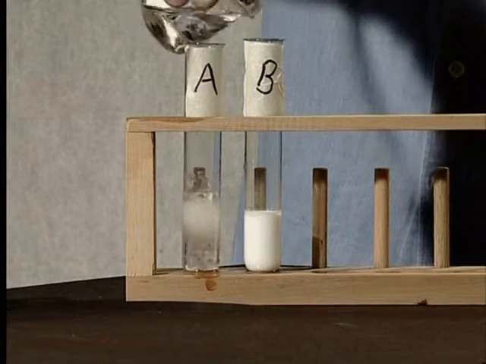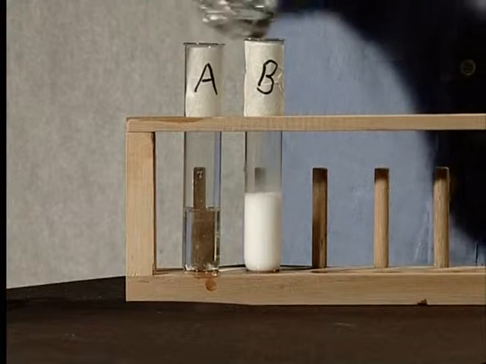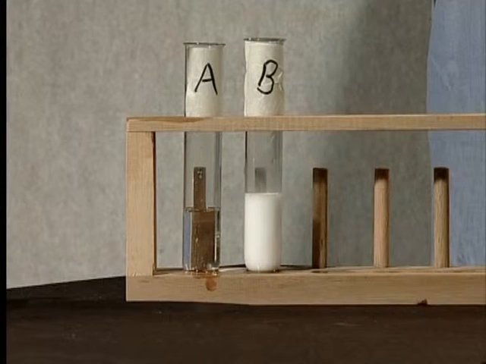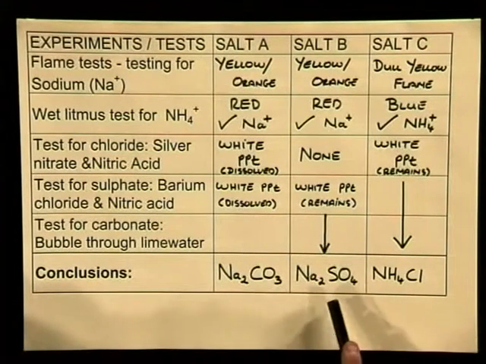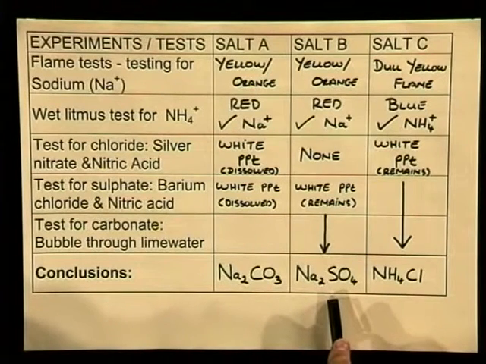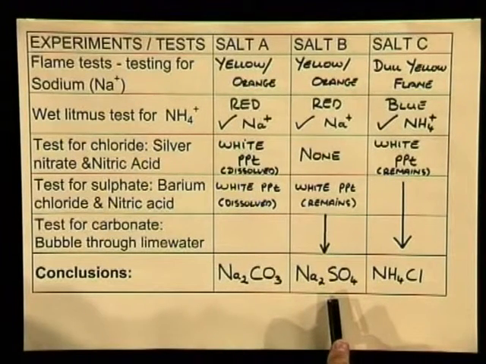Observe carefully. The precipitate in test tube A dissolves in the acid. Bubbles of gas are given off. The precipitate in test tube B is insoluble in acid. These results show that test tube A contained the carbonate ion, while test tube B contained the sulfate ion. Let's note our final conclusions. Test tube A contains sodium carbonate, while test tube B contains sodium sulfate. The mystery of the unidentified floating objects is solved.